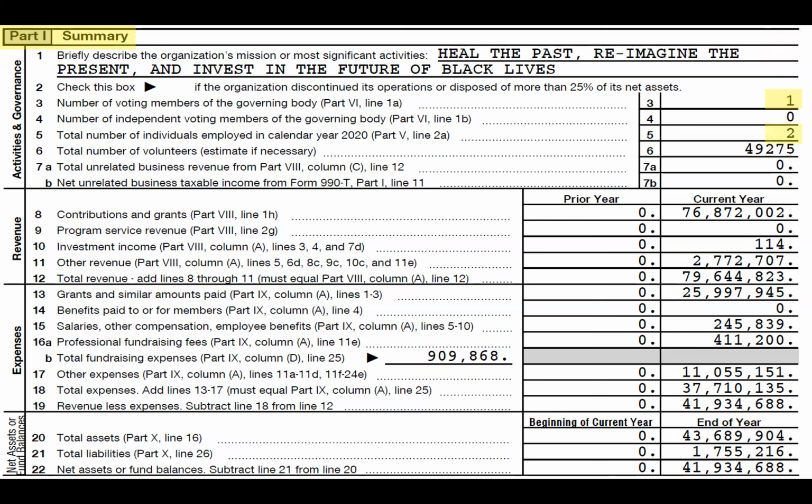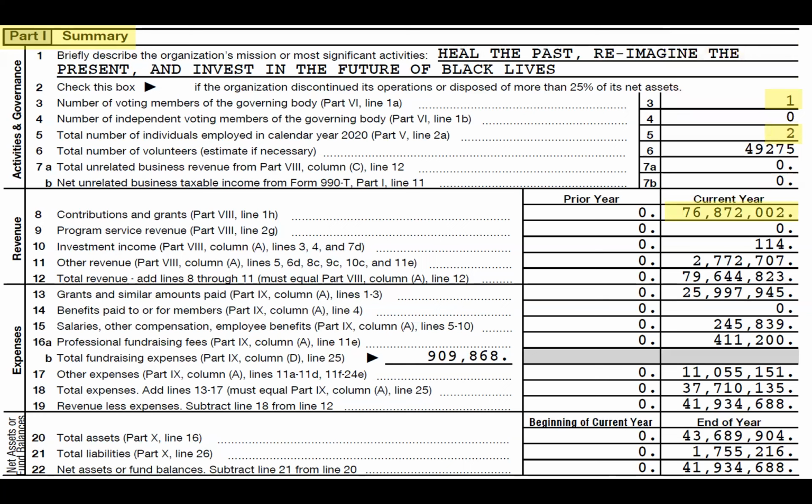The second red flag is for line number 5, total number of individuals employed in the calendar year 2020. 2 people, 2 employees to manage $90 million and everything that goes along with that. That's a red flag for me.